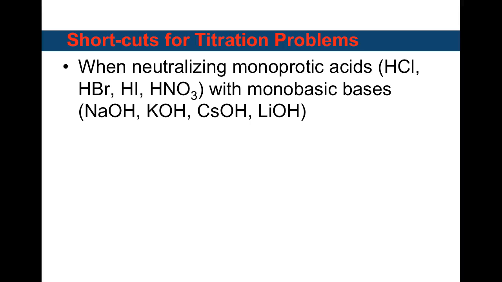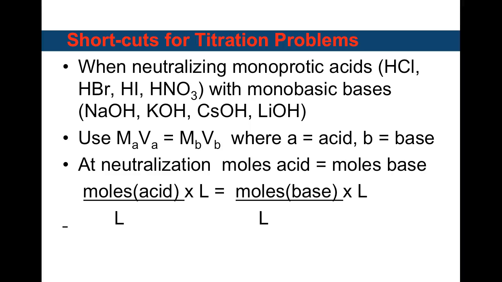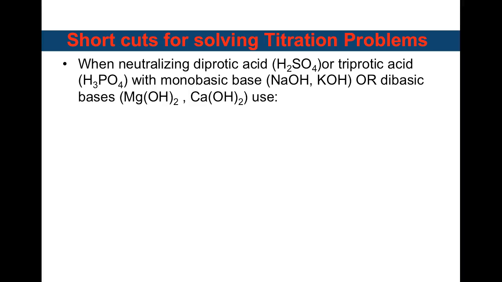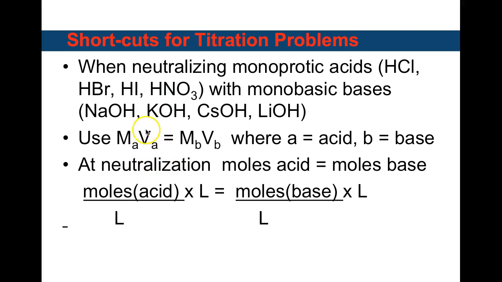So here's a shortcut. Use M1V1, or MAVA equals MBVB, where A is acid and B is base. At neutralization, moles of acid must equal moles of base. You would use this MAVA formula if the acid is monoprotic and the base is monobasic, that means the acids have one proton. All the acids used in the neutralization reaction have one proton, and the bases have one OH. So if there's only one OH in the base or one H+ in the acid, then use MAVA equals MBVB.